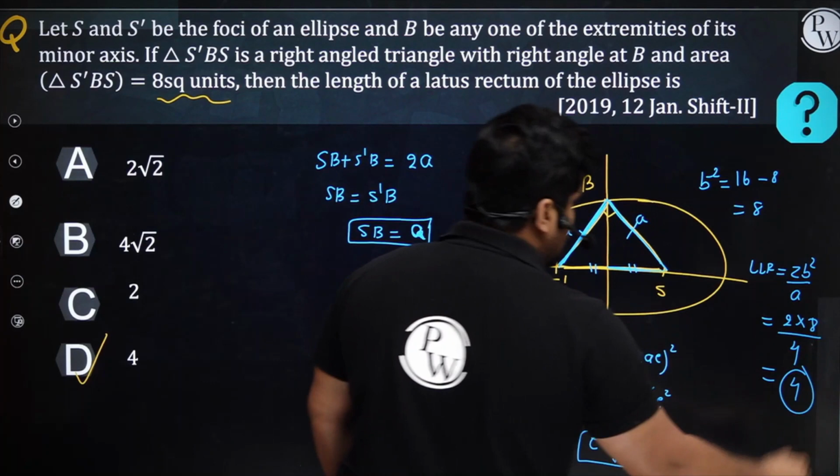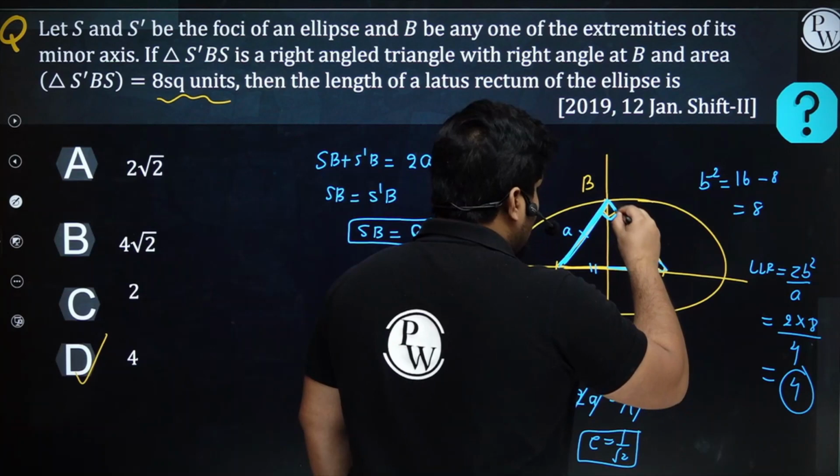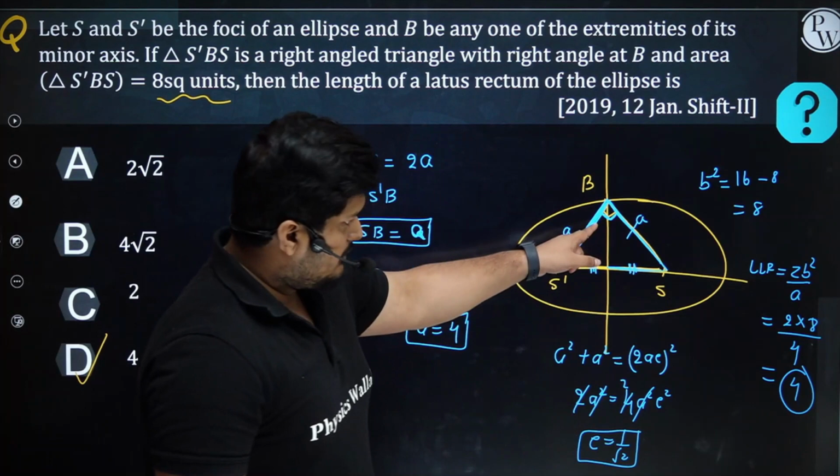What you needed to keep in mind is that once you have said that this is a right angle, now these two will be of equal length. Why? Because of symmetry, these two will be equal. So once they are equal, the calculation becomes very, very easy.